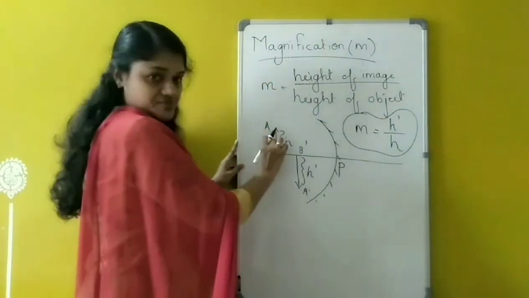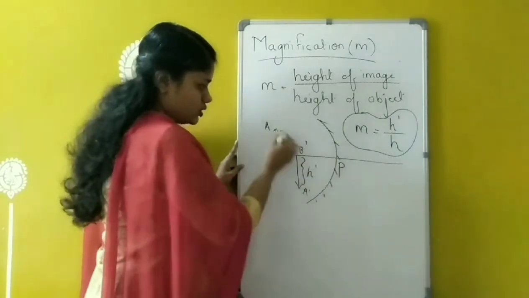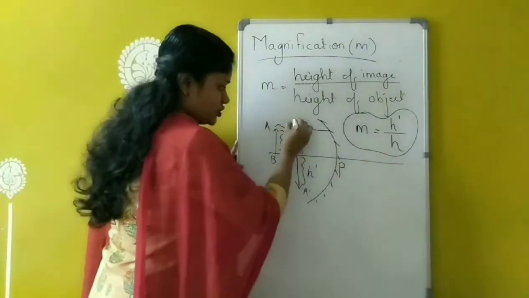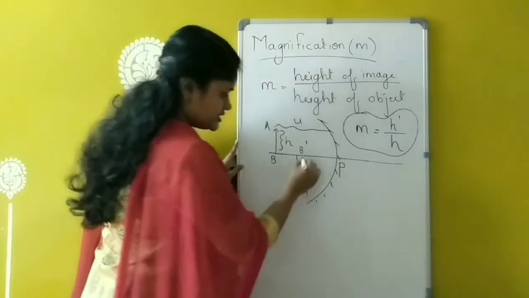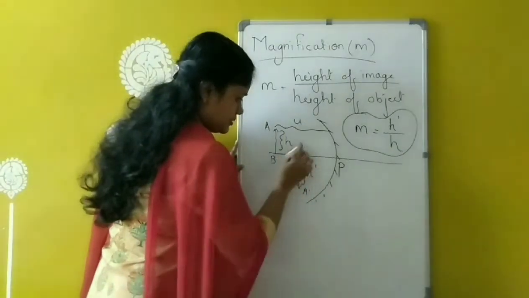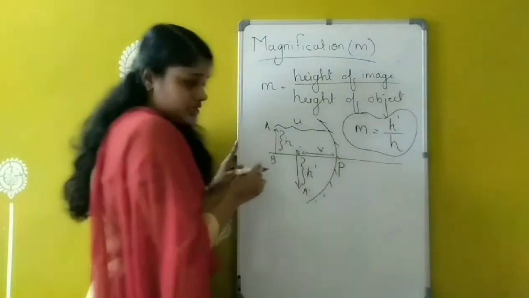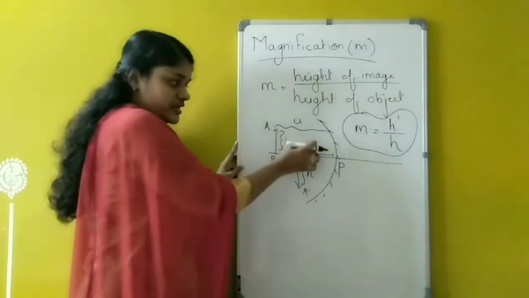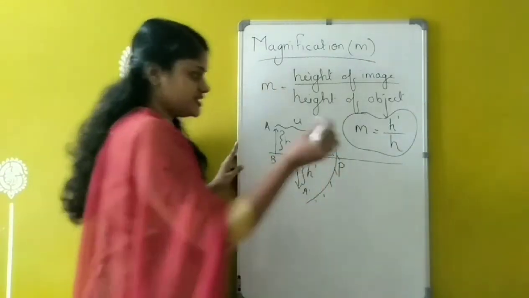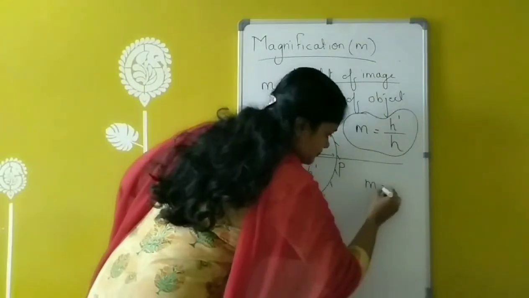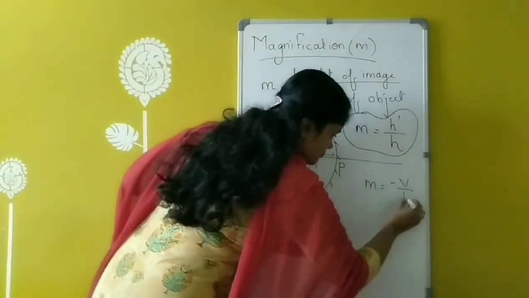So here this is the object AB, and this is the pole, and this much distance is, we know, u, the object distance. This is the image A dash B dash, and this much distance can be taken as v. So in terms of u and v, we have another formula for magnification: m equals minus v by u.